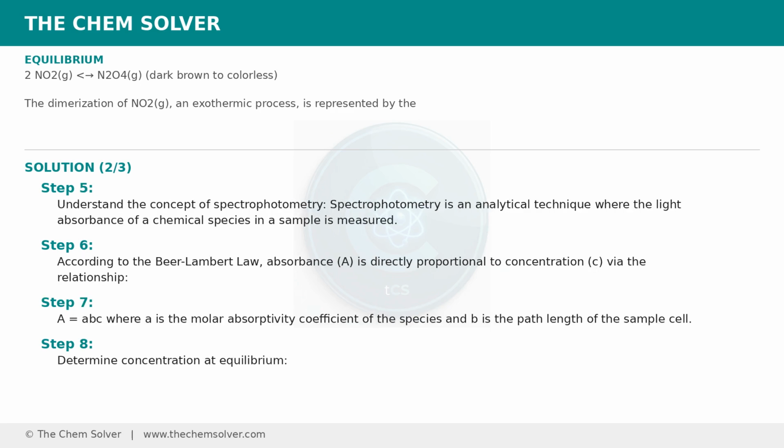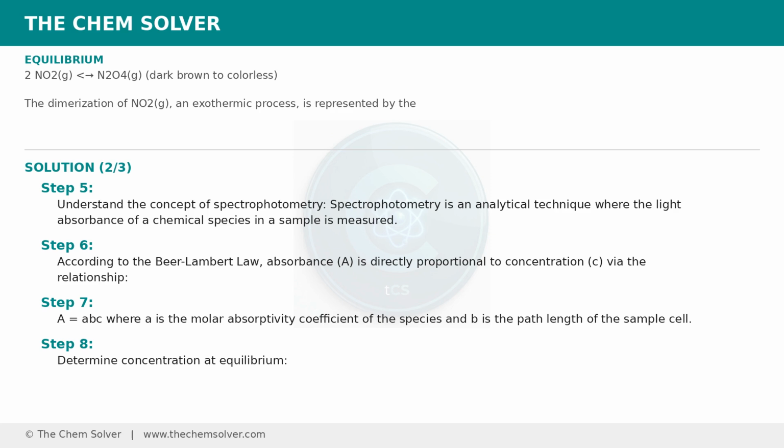Understand the concept of spectrophotometry. Spectrophotometry is an analytical technique where the light absorbance of a chemical species in a sample is measured. According to the Beer-Lambert law, absorbance A is directly proportional to concentration C via the relationship A equals εbC, where ε is the molar absorptivity coefficient of the species and b is the path length of the sample cell.